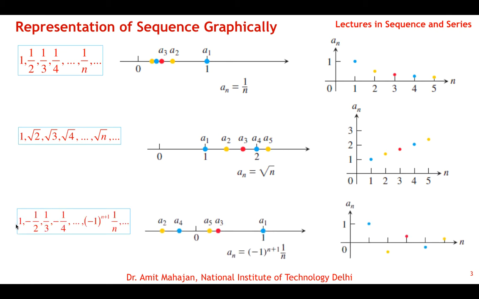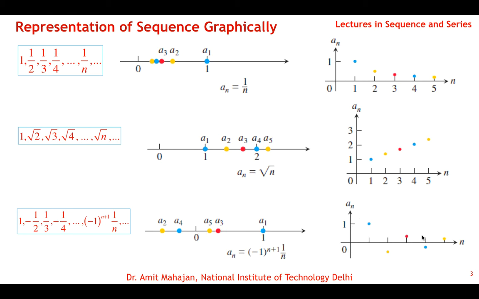Third example is where we have an alternating positive and negative sign. So we can again represent this on the real line: first element is 1, second element is negative. So on the negative side a2, which is minus 1/2, and third element is 1/3, fourth element minus 1/4, fifth is 1/5, then we'll have sixth here, minus 1/6, 7 on this side 1/7, then minus 1/8 and so on. Okay, it will get closer and closer to 0.